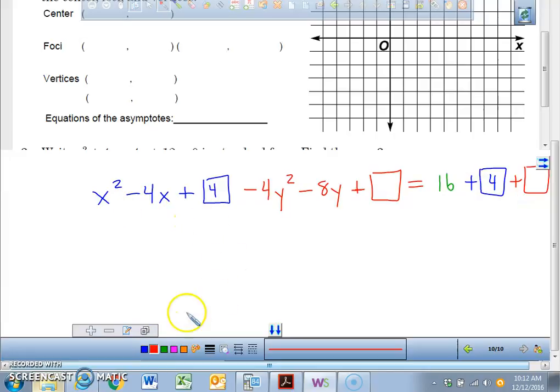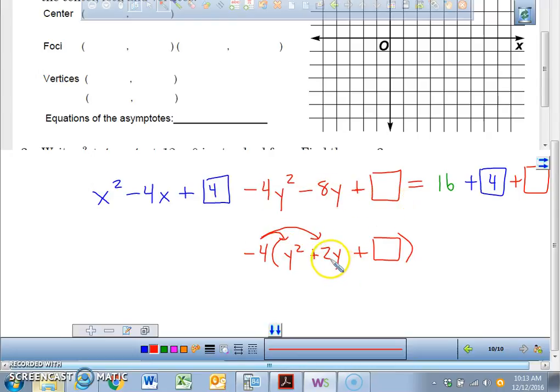All right? Over here, what do I actually have to factor out? I need to factor out a negative 4 first. So if I factor out a negative 4 out of these two terms, you have y squared. Good. Now what's negative 8 divided by negative 4? Positive 2. How do you check it? Use the distributive property. Make sure you get back to your original expression.